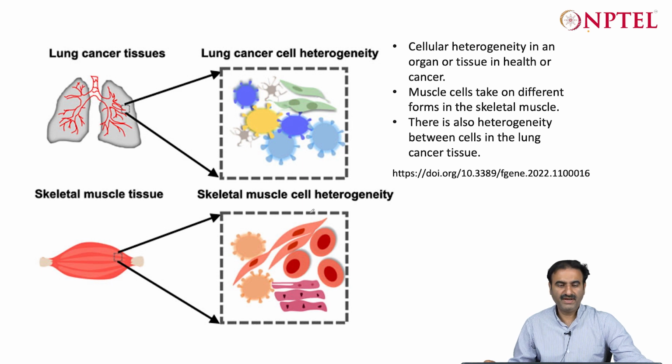Another example could be lung, where you can see that there is heterogeneity in the cancer cells, right? Similarly in skeletal muscle also, you can see there is heterogeneity in the type of cells. So each cell may be important and crucial for its own functioning and contribution to the environment, or affected by the environment, that we can capture in single cell genomics.